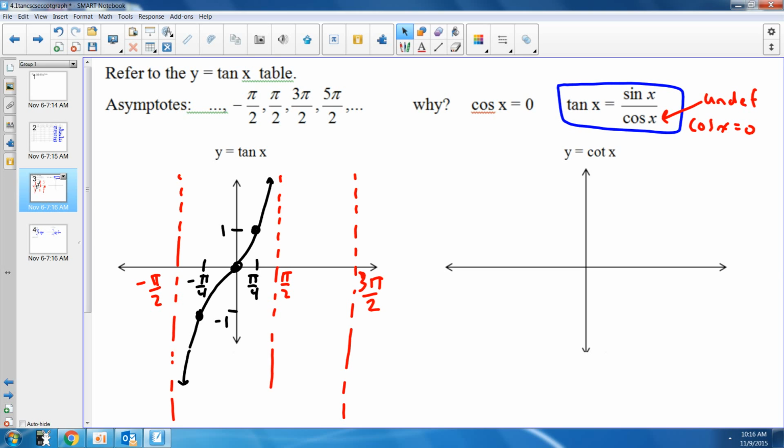Okay, I spent enough time on that. At this point, this pattern is going to continue with your tangent x. So it's going to look like this, not intersecting the asymptotes, but approaching them.